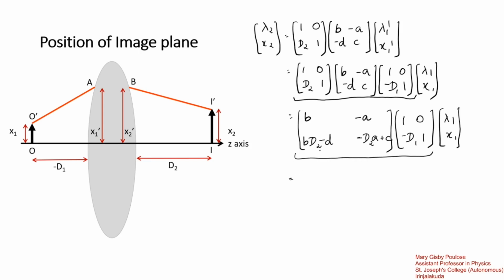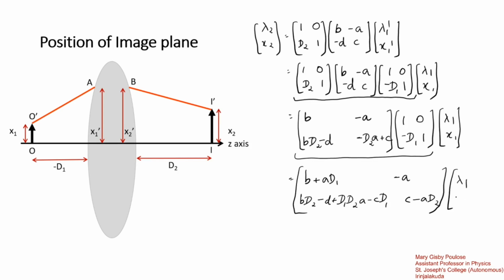Taking the product again, I write b plus a d1, minus a, b d2 minus d plus d1 d2 a minus c d1 and c minus a d2 upon the matrix lambda 1 x1.